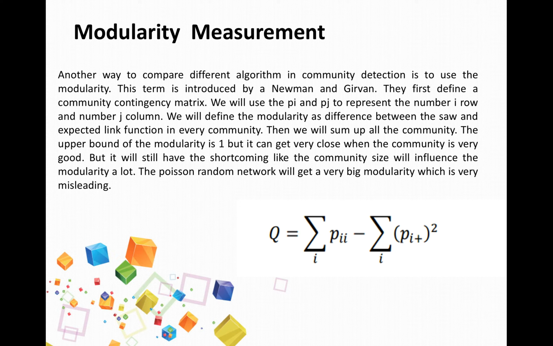The upper bound of the modularity is 1, but it can get very close when the community is very good. But it still has some shortcomings, like the community size will influence the modularity. A Gaussian random network can get a very big modularity, but it's wrong. It's very misleading. And here is the equation to calculate the modularity.